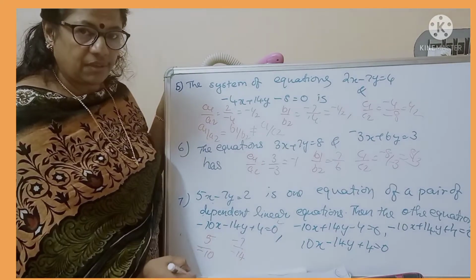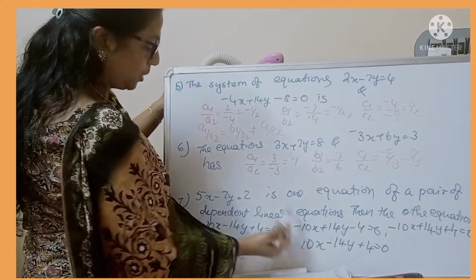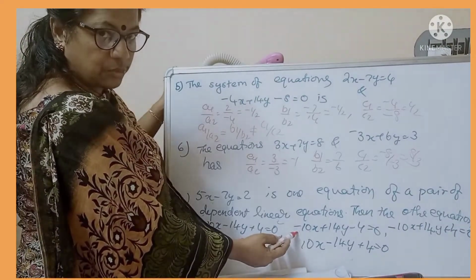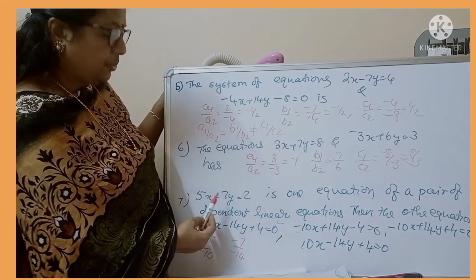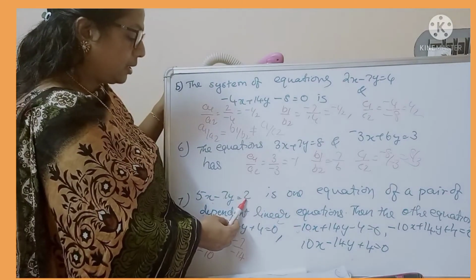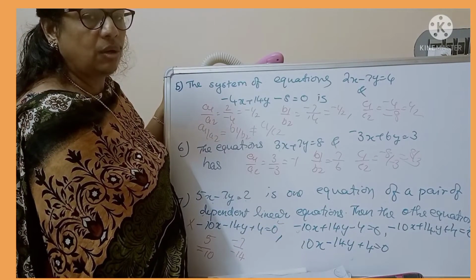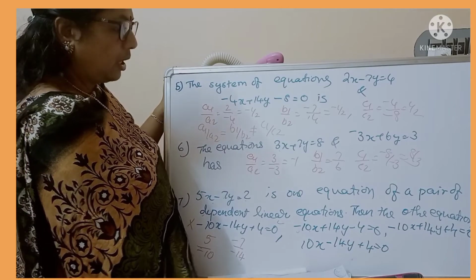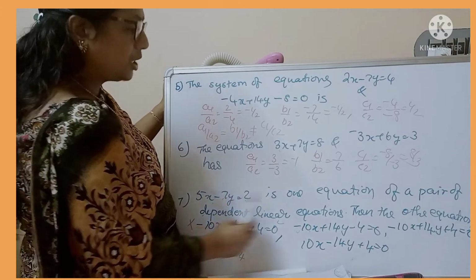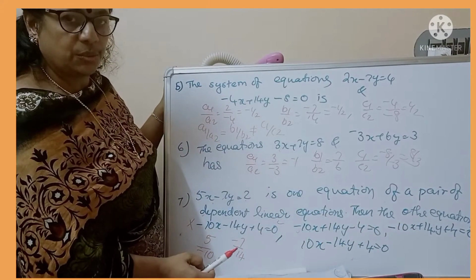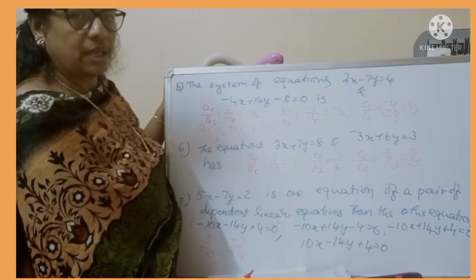So these are different, so we don't want to take it. Then whether this one: 5 by negative 10, negative 1 by 2, negative 7 by 14 also negative 1 by 2. But here negative 2 by negative 4, c1 by c2, is not equal to a1 by a2. And the third one: 5 by negative 10, negative 1 by 2, negative 7 by 14, negative 1 by 2, negative 2 by 4 is negative 1 by 2.